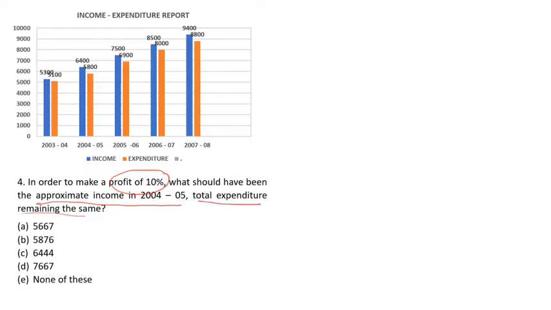It remains the same. So in 2004-5, you can see the expenditure is how much? Expenditure is 5,800. So let income be equal to x, because income is what we need to find out. And how much profit do we need to make? We need to make a profit of 10%. So x minus 10% of x will be equal to 5,800.